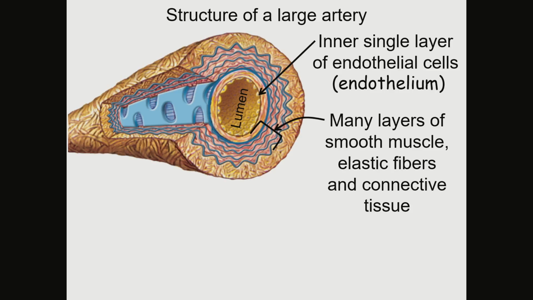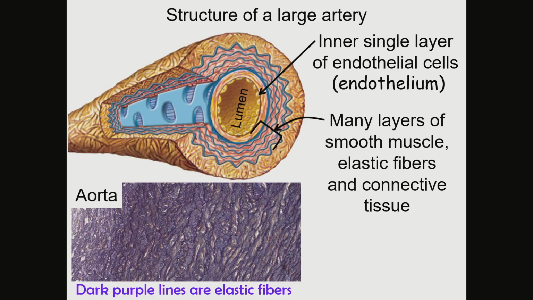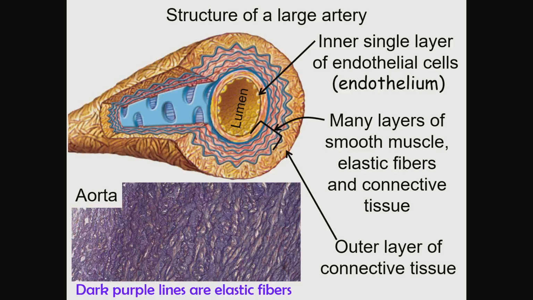Then we have our layer of smooth muscle, which has lots and lots of elastic fibers in there, also has some connective tissue in there. That's our tunica media, right? Okay. And then here's a section of the aorta. I think we looked at this in histology, right? The dark purple lines are all of the elastic fibers. So lots of elastic fibers there. And then we have our outer layer of connective tissue, which is the tunica adventitia, okay?